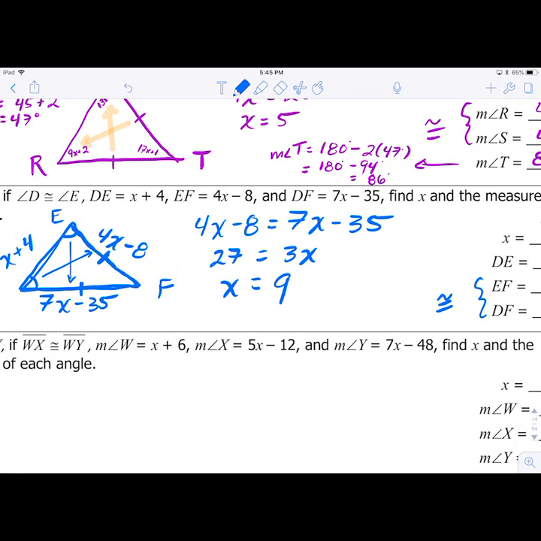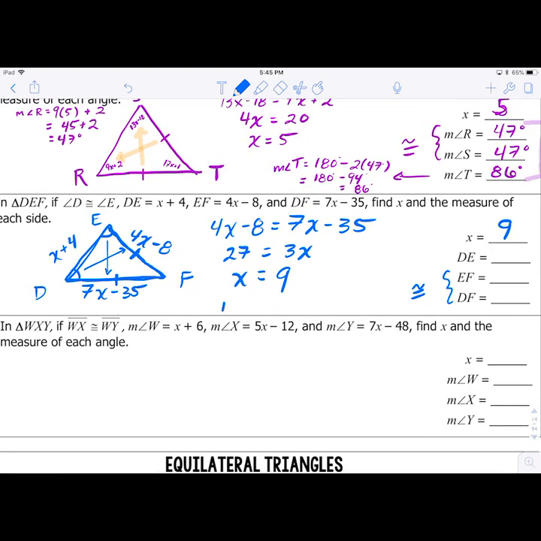So just real quick, let me plug it in. I'll plug it into EF. 4 times 9, and then minus 8.